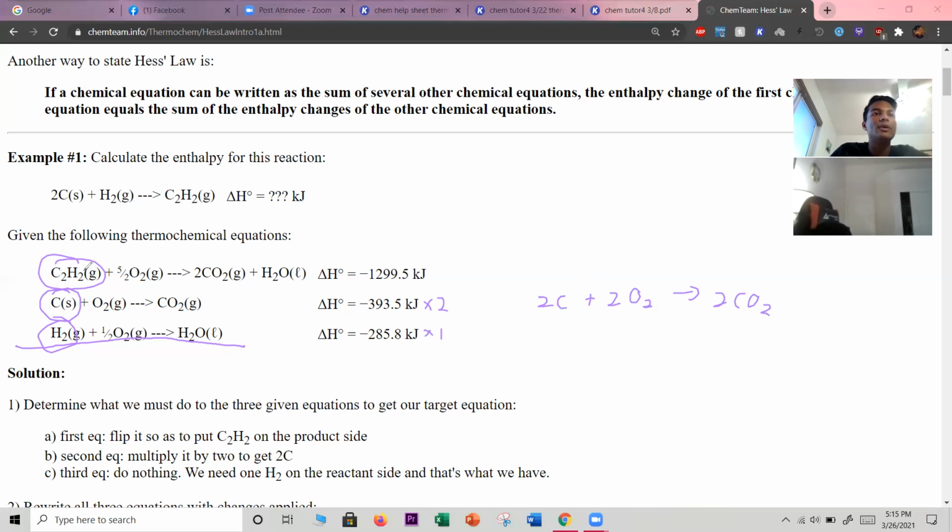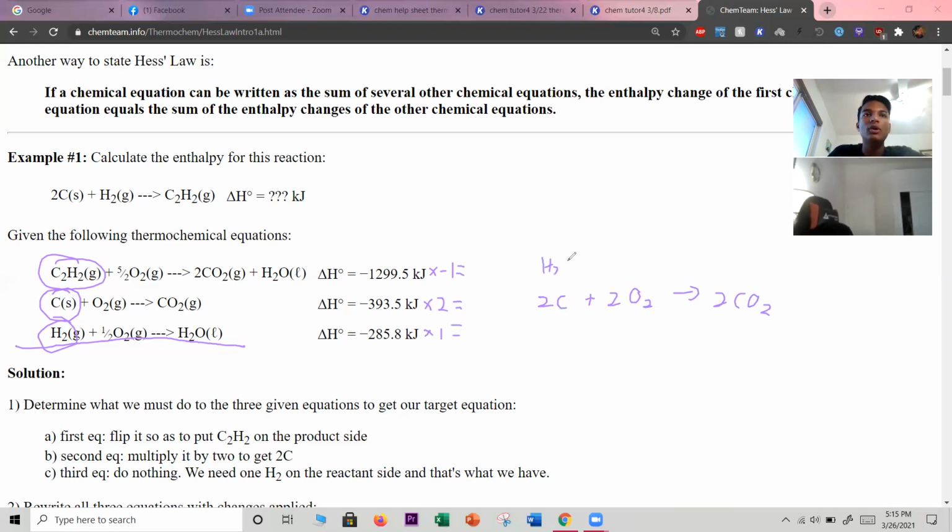What about this other one? That's in the first one. They're matched, so what do you think we should do? You just take negative 1299.5, because you need to make this one end up on the right side. So you have to multiply this by -1. Okay, so I'll write that times -1.